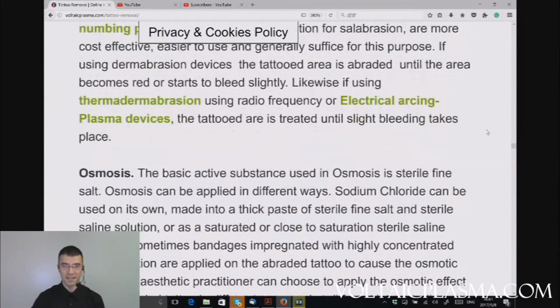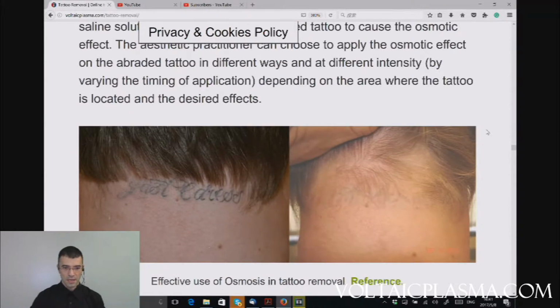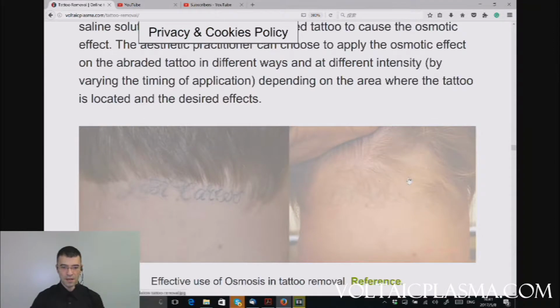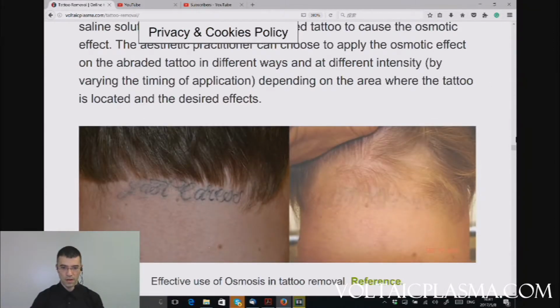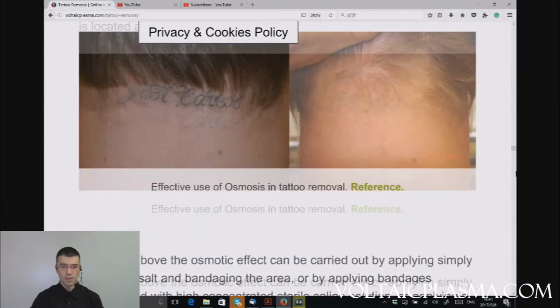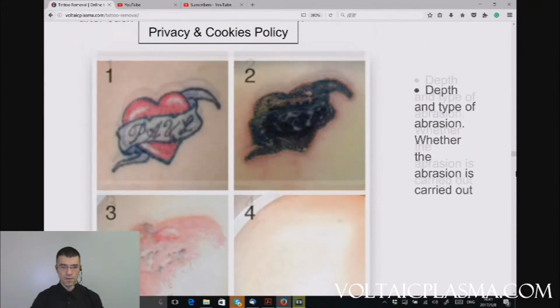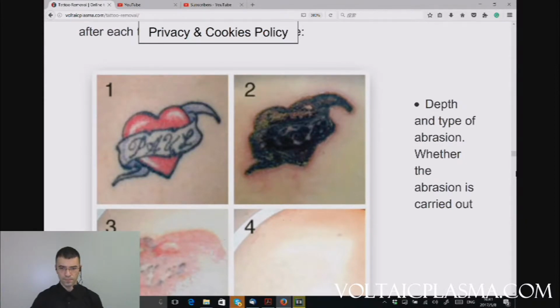And that is the basic principle of tattoo fading using salt. And this is another picture using tattoo fading and salt, and the results are extremely good, much better than you'd get normally with laser tattoo removal. And here is another example of tattoo removal using abrasion and salt.